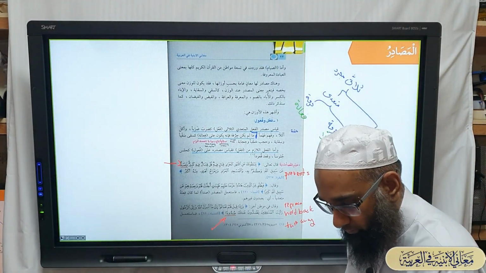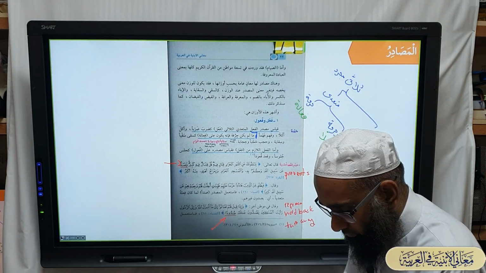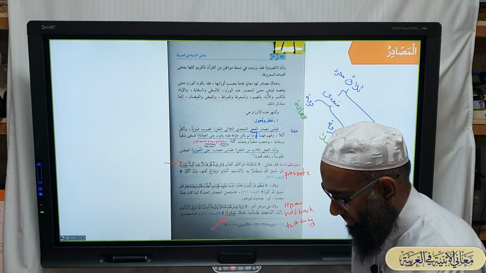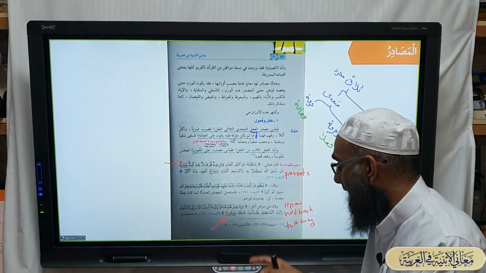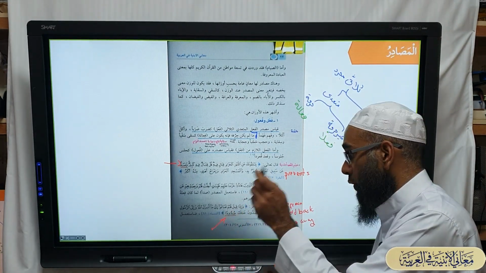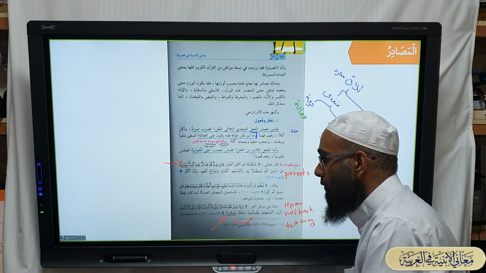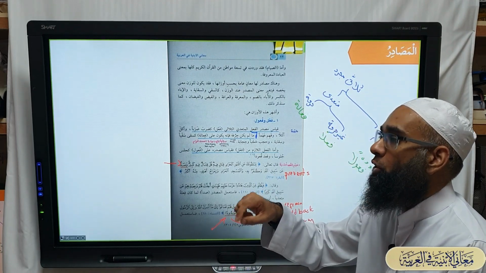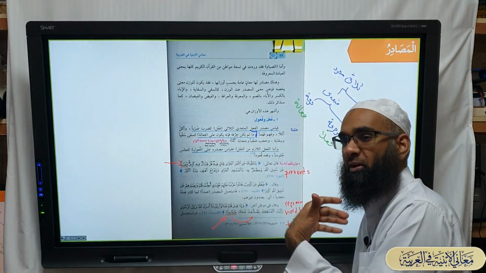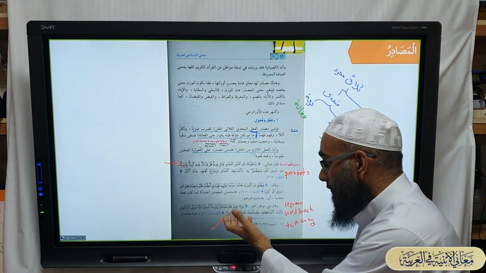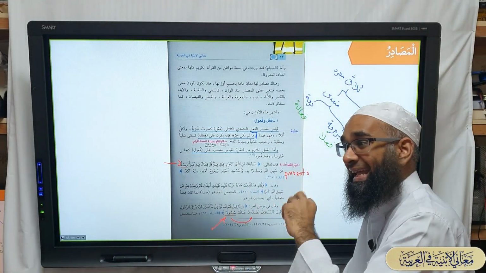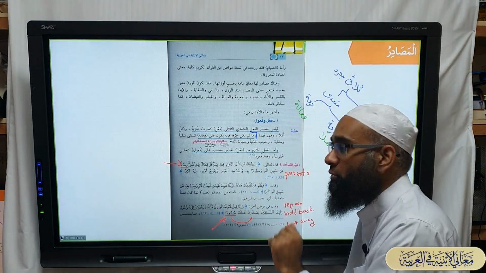Was there a question? It is a maf'ul mutlaq, correct. But that maf'ul mutlaq shows you the meaning of sadda yasuddu. Is it the lazim sadda yasuddu? So the question was, when sudud is maf'ul mutlaq, you don't translate maf'ul mutlaq, it's there for emphasis. But we say this maf'ul mutlaq, along with being for emphasis, it clarifies the meaning of yasuddu.